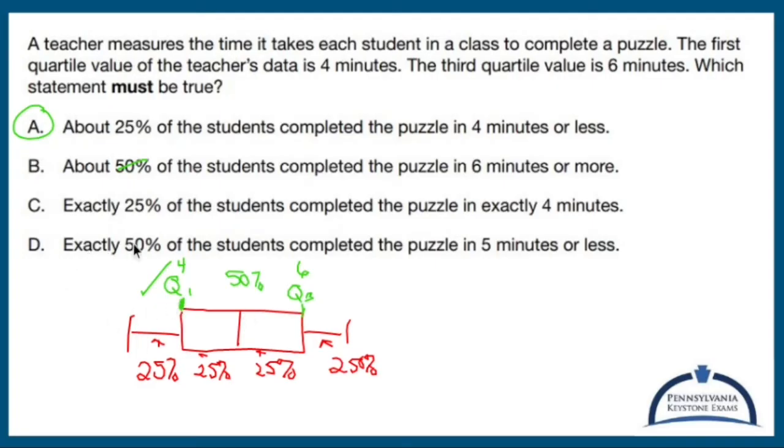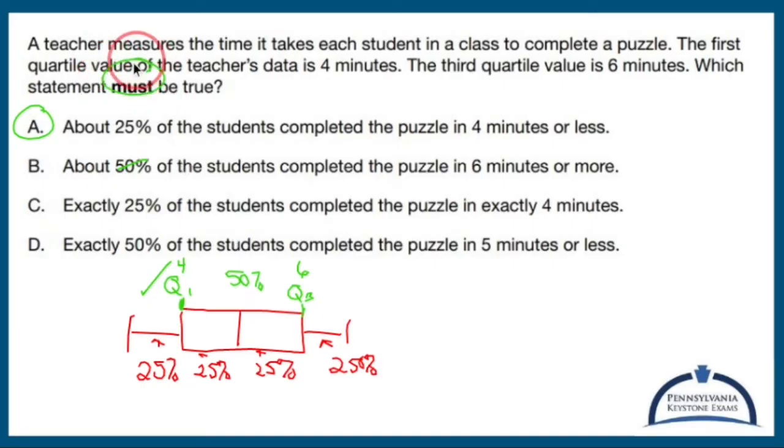And exactly 50% of the students completed the puzzle in 5 minutes or less. I don't know that. Now, it's tempting to say that that is true because you might be thinking, well, that's 4 and that's 6, so that number must be 5. Well, no, we don't know that. We don't know that number. It could be, but we don't know.